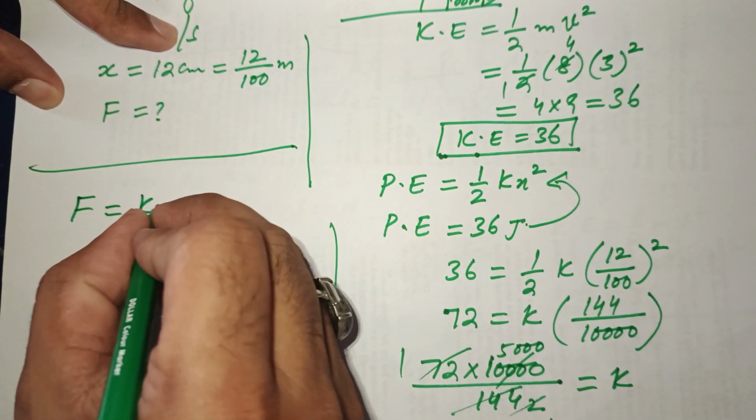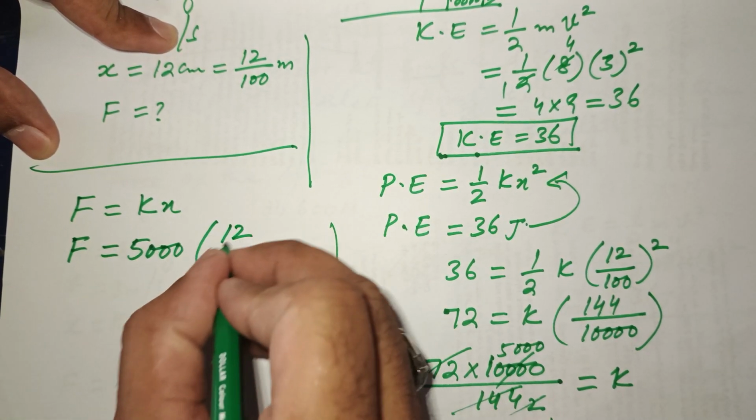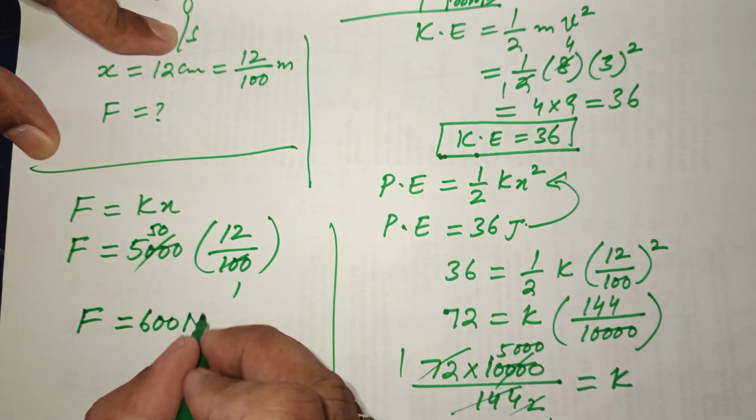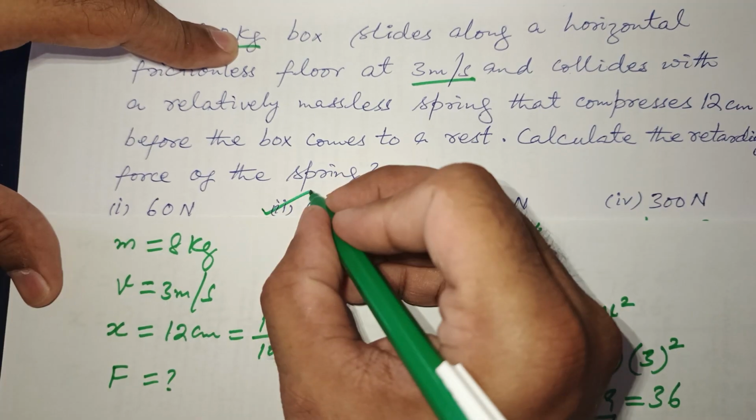F equals kx. So F equals k, which is 5000, and x is 12 over 100. So force is 600 Newton. So your correct option will be the second one. Come to the next one.